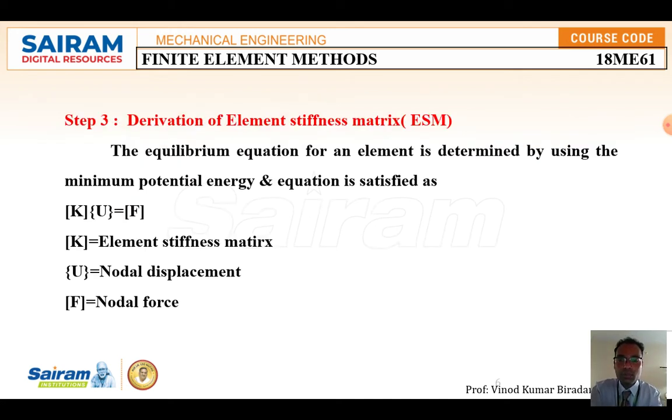The third step is the derivation of the element stiffness matrix, shortly called the ESM, that is, element stiffness matrix. Once you divide the given body, you have to calculate the stiffness of each element, what is the stiffness of that particular element, with the help of the formula k u = f. You have to write in this fashion only.